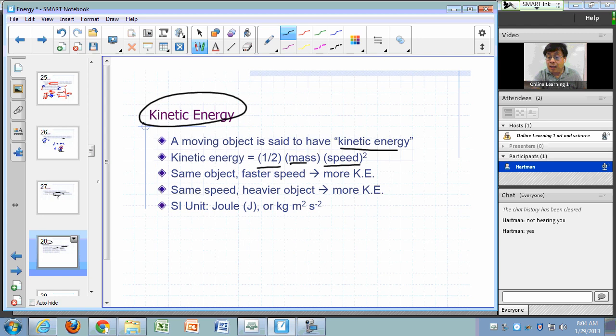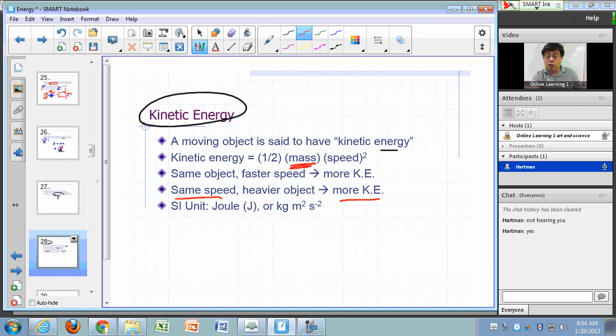Basically, what this says is if you're dealing with the same object, the faster it's moving, the higher the speed, the more kinetic energy it has. And if you're comparing two objects, and they're both moving at the same speed, then the object that has a greater mass would have more kinetic energy.